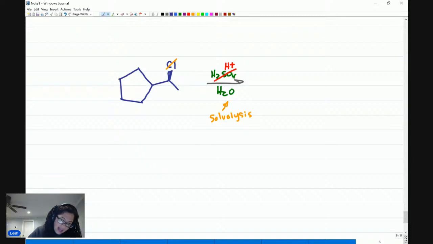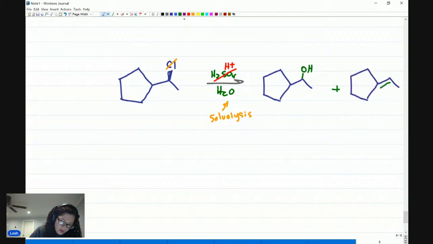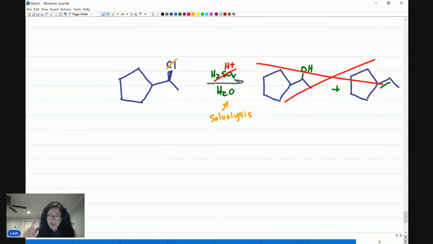But I can't simply take my shortcut as I did before, where I redraw the molecule as I started. For the shortcut for SN1, you redraw it as you start, and then you put your alcohol for the substitution, or you put a pi bond for elimination. And the reason this does not work is this problem right here.